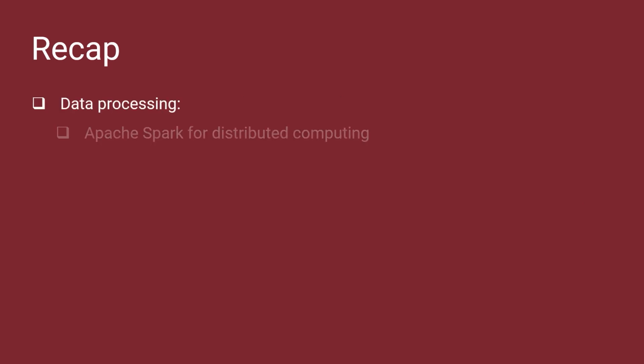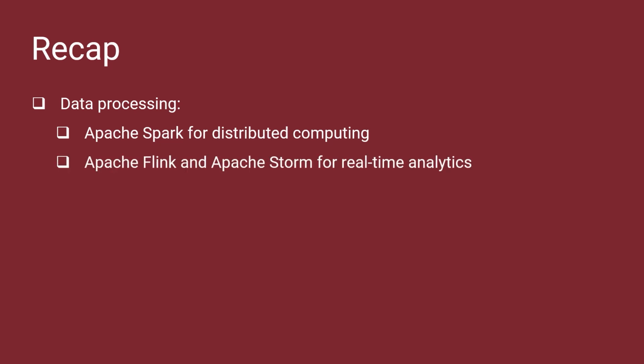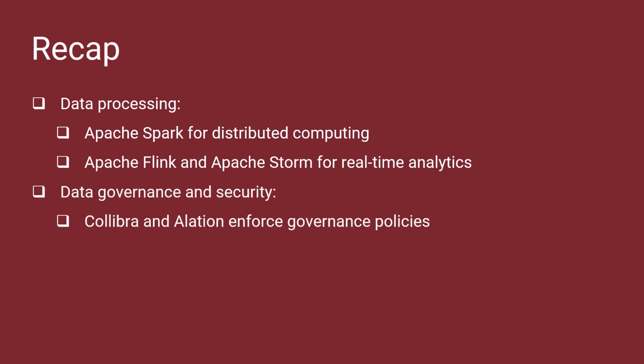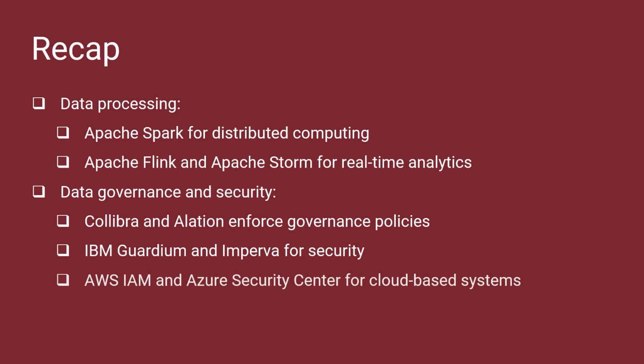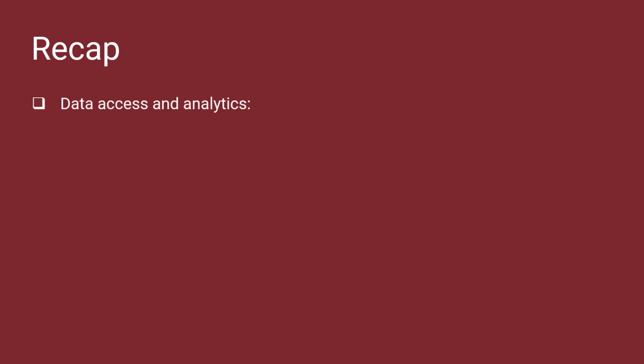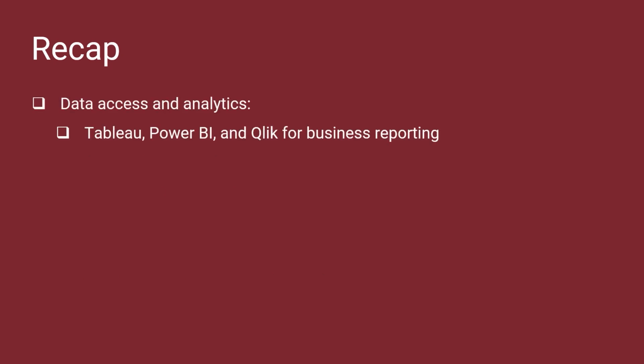For data processing, Apache Spark provides distributed computing capabilities, while Apache Flink and Apache Storm are suitable for real-time analytics. For governing data, Collibra and Alation help enforce governance policies, and IBM Guardium and Imperva provide robust data protection and security. AWS Identity and Access Management and Azure Security Center offer solutions for cloud-based systems. For data access and analytics, Tableau, Power BI, and Qlik offer capabilities for business reporting. Databricks and SAS are efficient for advanced analytics.